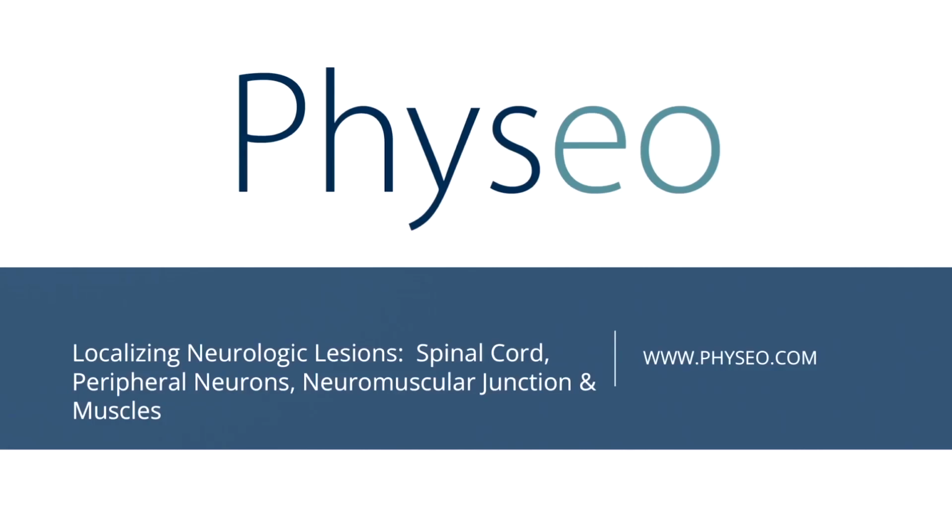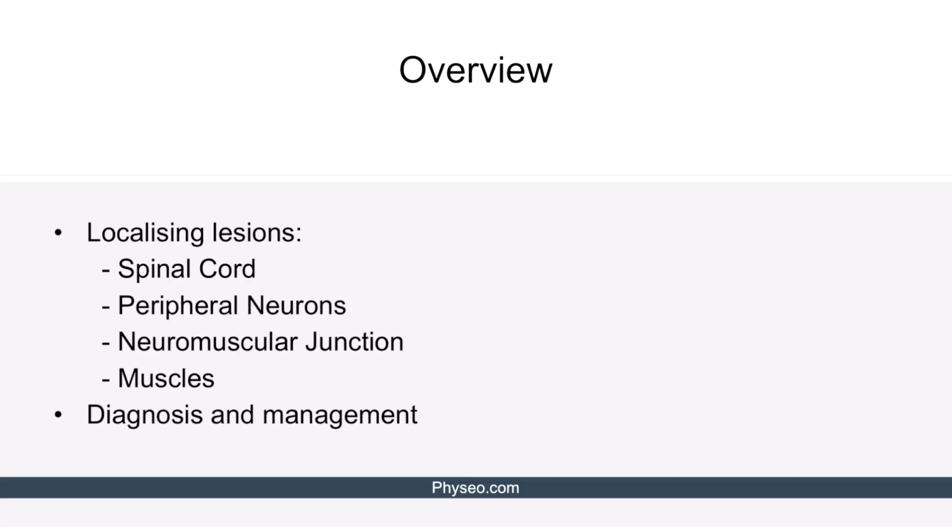Welcome to our third and last video on localizing neurologic lesions. Let's begin. Here are the points we're going to discuss in our lecture. We will address the lesions of the spinal cord, peripheral neurons, neuromuscular junction, and muscles. Lastly, we will finish up with diagnosis and management of neurologic lesions.